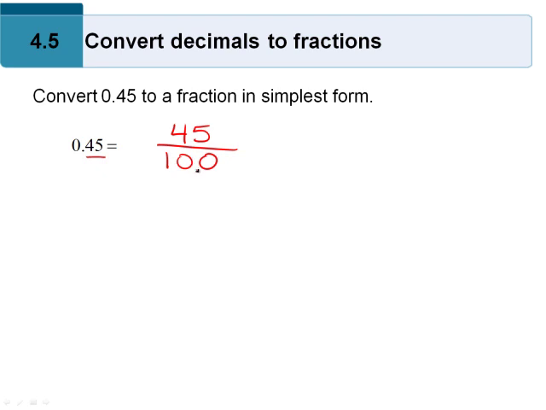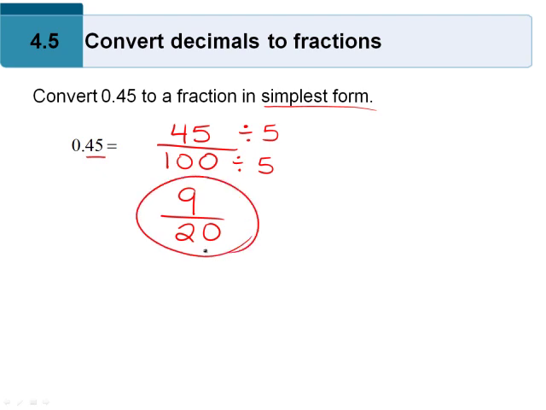Okay? So, what you want to do is just remember you need the 1 and then however many zeros corresponds to the number of digits behind the decimal point. Now it says in simplest form. Well, look at 45 and 100. Both of those have a common factor of 5. So if I divide the top and bottom by 5, let's see, 45 divided by 5 is 9, and 100 divided by 5 gives me 20. So that's my fraction.